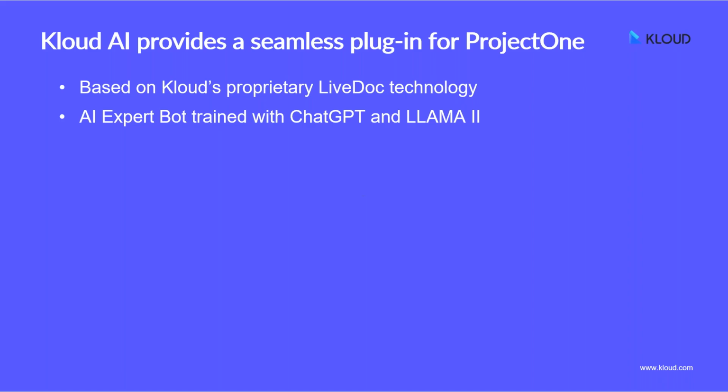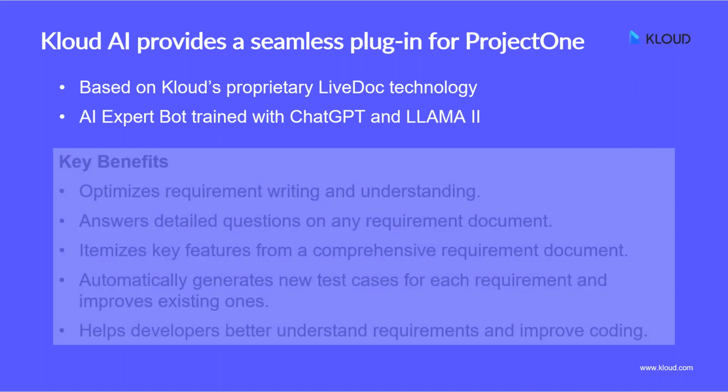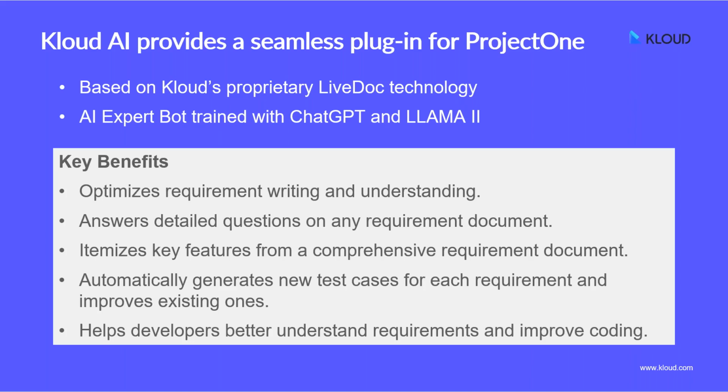So the AI plug into Project One is based on our LiveDoc technology, and it also leverages ChatGPT and Llama 2 and a couple other large language models. And really the benefit of this integration is it helps with the interaction of documents. In this case, the document is the requirements. It can help in the writing and understanding of those documents. It can help answer detailed questions about the requirements, itemize and identify the key features, and create and generate new test cases from those requirements, and just help everybody better understand what the requirements are for, how they work, improve the coding and the testing and everything else.